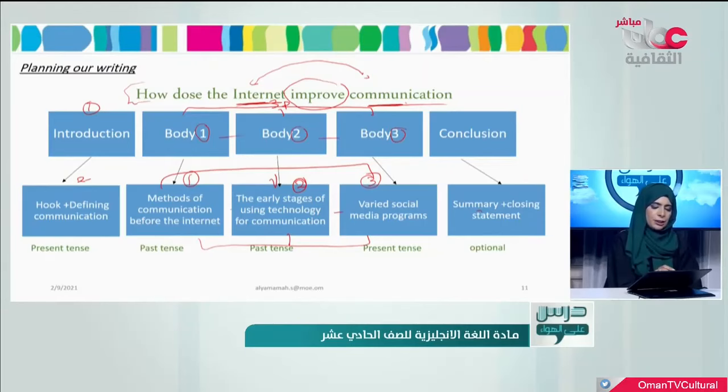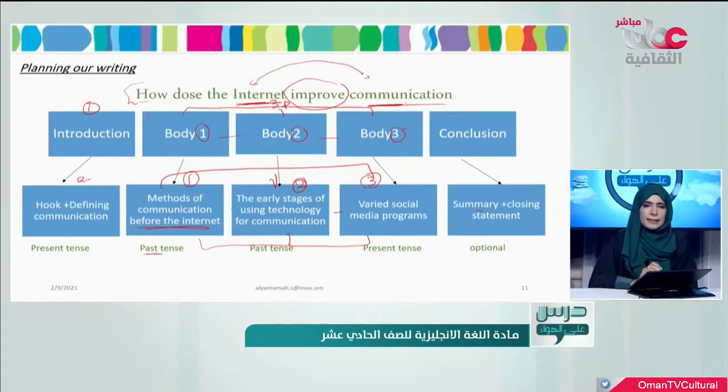Methods of communication before the internet. Now, it is the age of the internet. We are not talking about the current situation. We talk about people's methods of communication in the past before they had the internet. So the tenses or the grammar that should be used here should be the past tense.